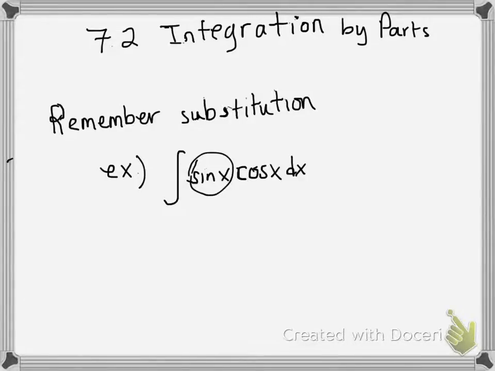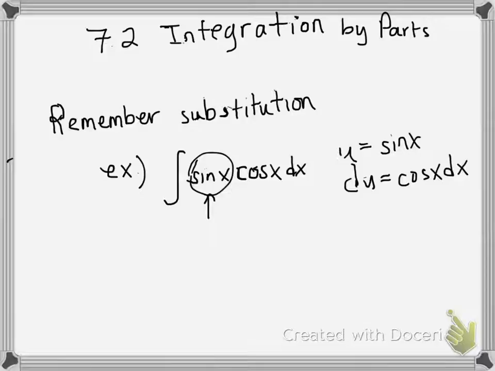7.2 Integration by parts. Remember substitution, where one of the functions was the derivative of the other function. So we set one equal to u. In this case, we could say u equals, whichever one, doesn't matter, sine of x. So du equals cosine of x dx.